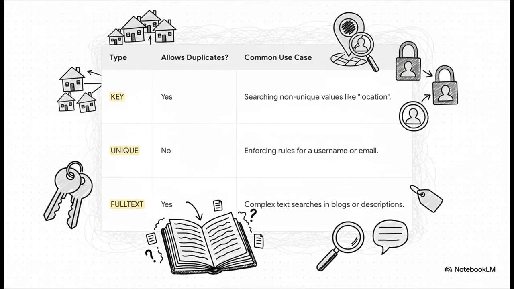So first, you've got your standard KEY index. This one allows duplicate values, so it's perfect for things like a user's city, where lots of people are going to have the same value. Then you have a unique index, and just like the name says, it does not allow duplicates. This is your go-to for things like usernames or email addresses. And finally, you have a full-text index, which is a specialized tool for doing complex searches inside big blocks of text, like a blog post or a product description.